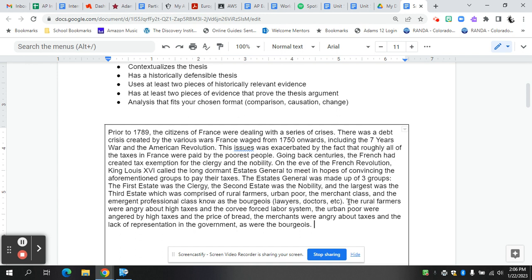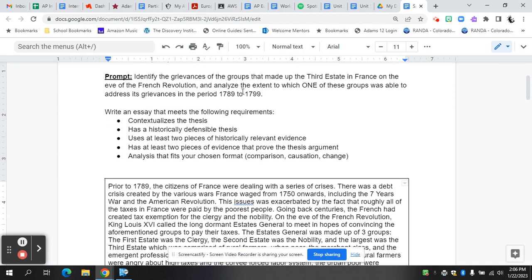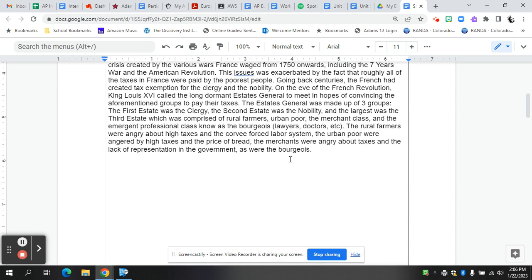Now I've got my groups, who's angry about what. I've got that transitional piece. Now let's move into my overall argument. If I scroll back up to the top real quick, I'm going to analyze the extent to which one of these groups was able to address their grievances during that time period.